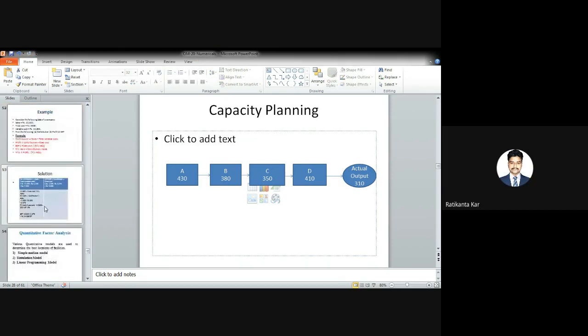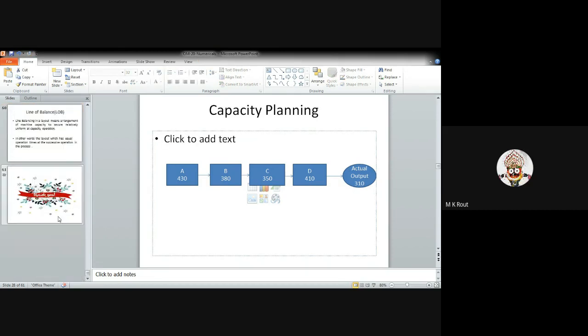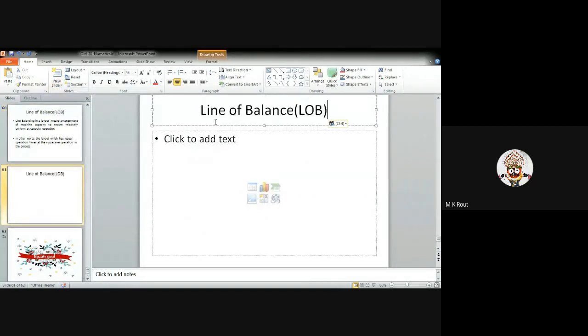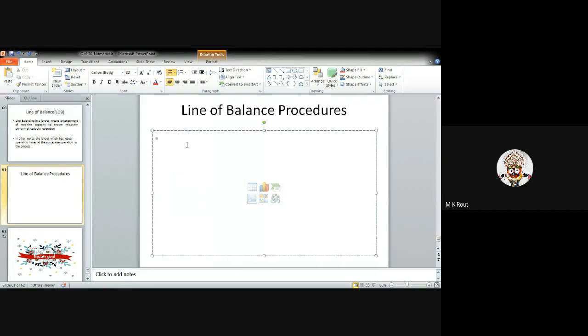Yes, sir. Okay. So moving to next ones, just note down the next one. The procedure, or you can write line of balance procedures. Next slide. Just note down procedures. Make an underline. So we have 6 procedures. Just note down the first one.